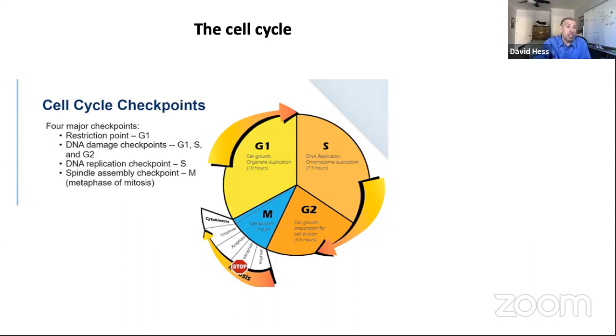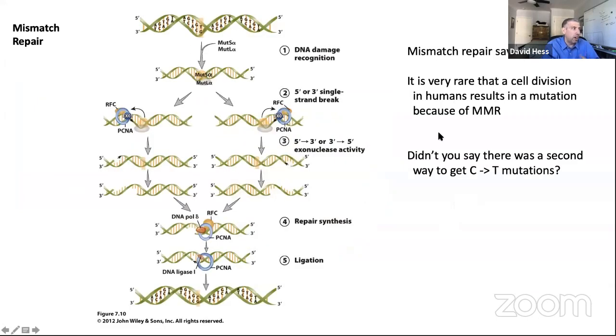The mistake must be on the newly synthesized strand, because that's the one that DNA polymerase would have just made in S phase. So it knows that's the mistake, and it's going to then use mismatch repair to fix that. And if I was going through the full hour lecture, this is when we would really go into detail into each one of these steps and the mechanism. I'm going to just briefly go over that for the purpose of this.